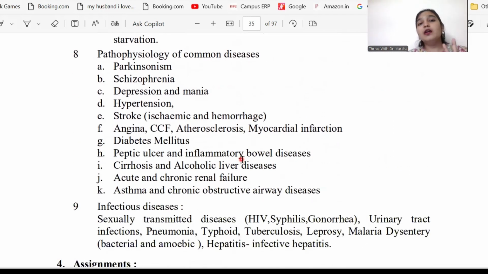For the eighth chapter, again they can ask you the definition and types, which will be for 2 marks, and from the rest of the complete chapter they can ask the pathophysiology of Parkinsonism, which can be asked for 10 marks. So 2 marks to 10 marks you can expect from the complete 8th section. So from A to B, these are different chapters now. And in F, angina is a different chapter, CCF is a different chapter, atherosclerosis is a different chapter, then myocardial infarction is a different chapter.